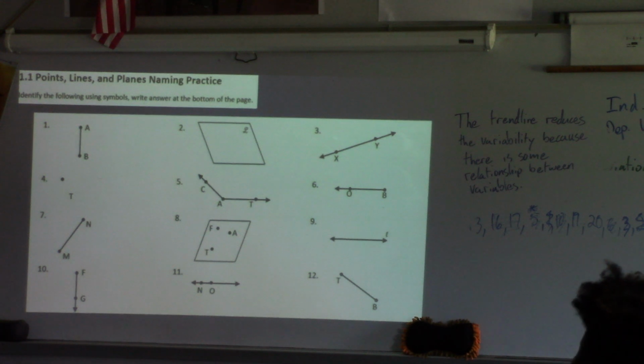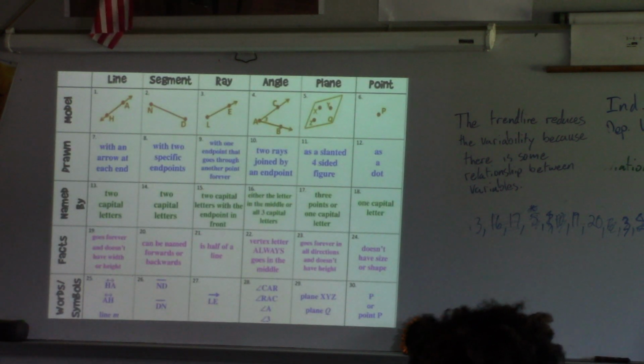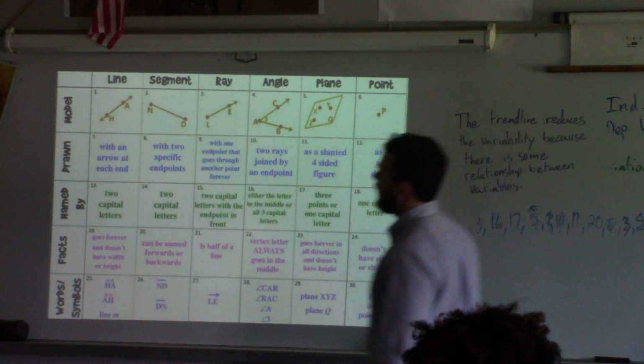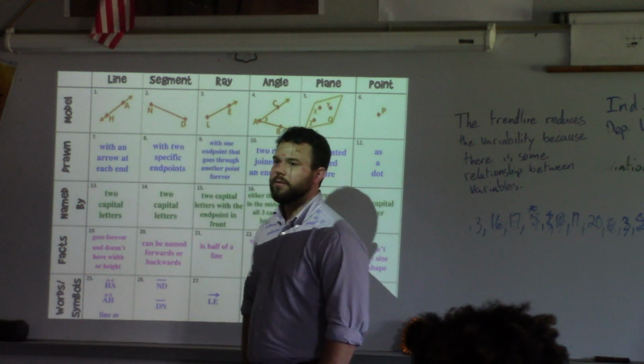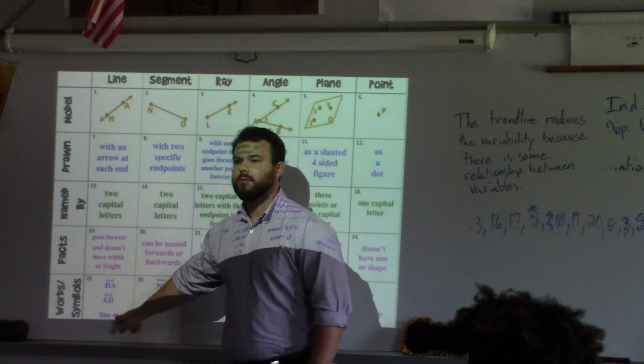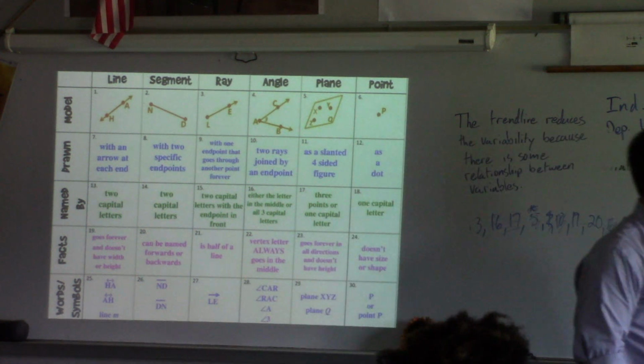So do I just put the line over the T? Notice, is that letter a point on the line? No. Look at the line again. Is there a way to name it without points? Okay. So what would you call number 9? Line T.